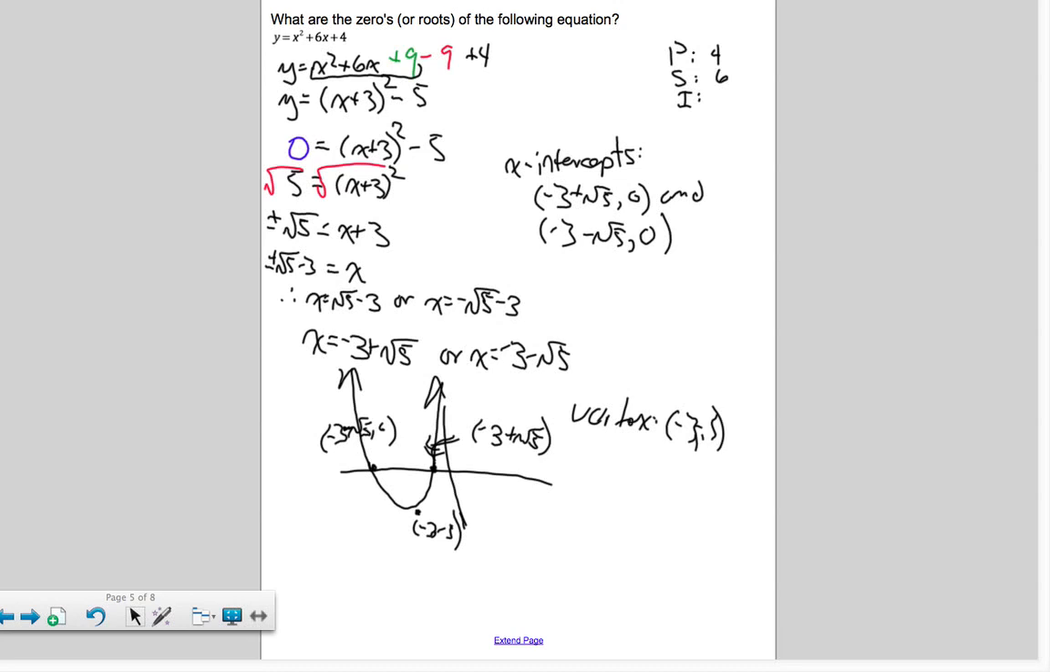So the answer we were looking for is minus 3 plus the square root of 5 or minus 3 minus the square root of 5. That's the solution to this equation. Right, so when we talk about solving, we make y equal to 0. We want the roots.